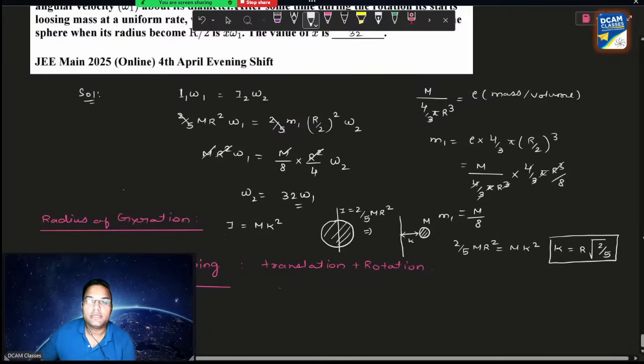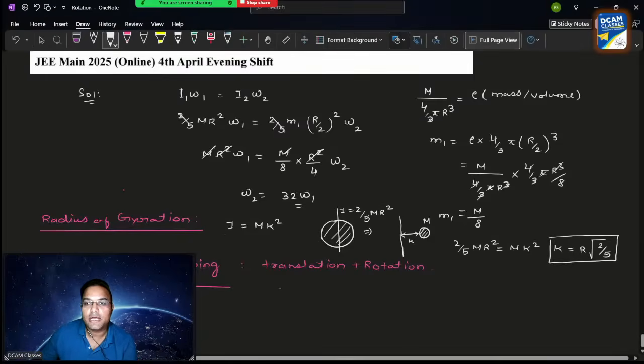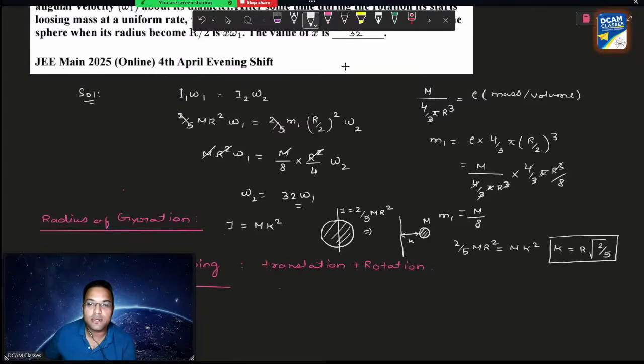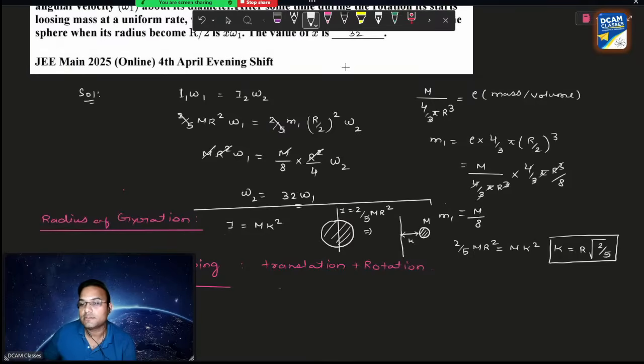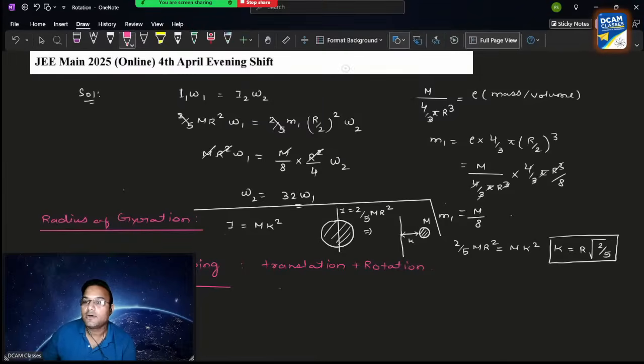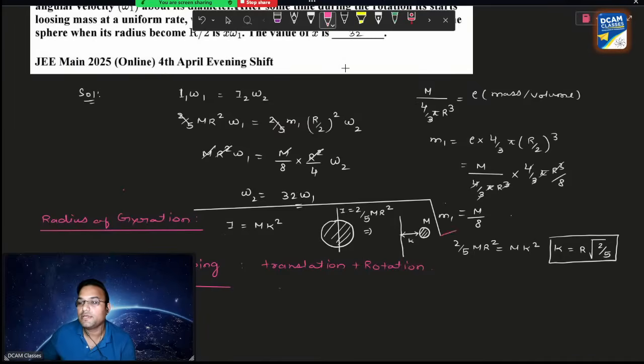Why am I telling you this? Because you may be thinking, sir, it is an easy concept, why should we know this, because it does not have any effect on calculation. True, no effect on calculation. But sometimes in the question, they will specifically ask to calculate the radius of gyration. And sometimes for a body, they will not give the moment of inertia. They will give the radius of gyration, and on the basis of that, you have to find its moment of inertia.